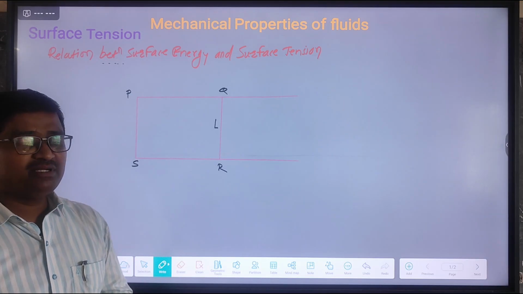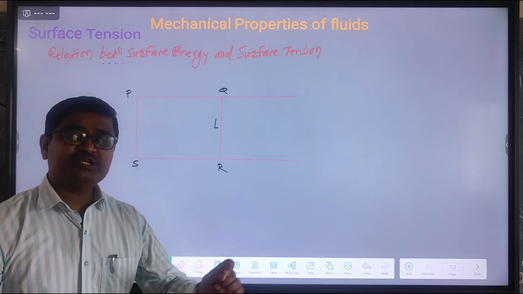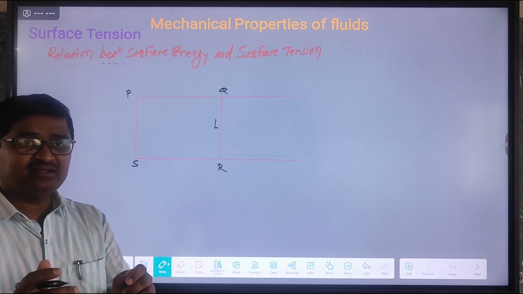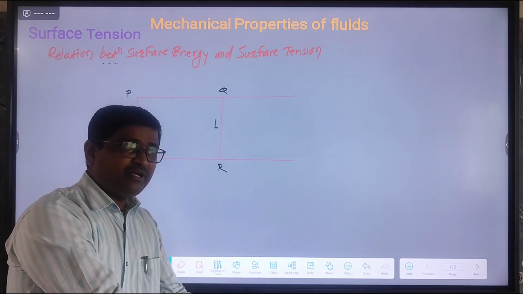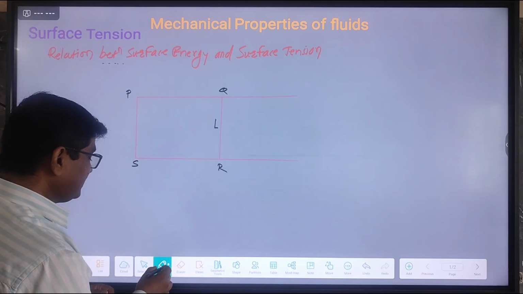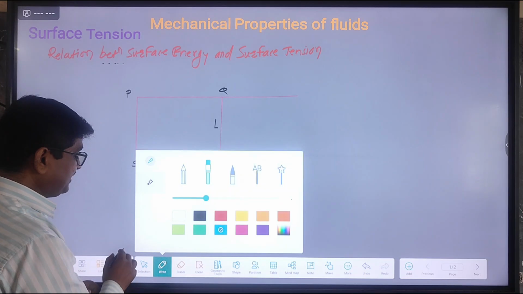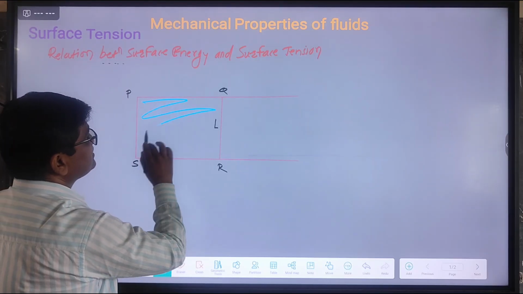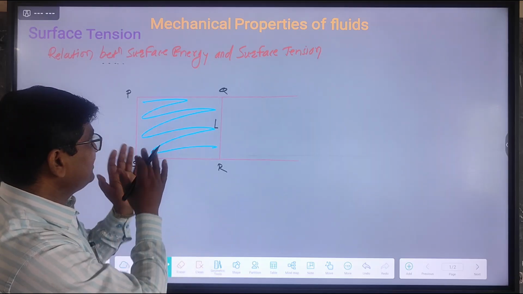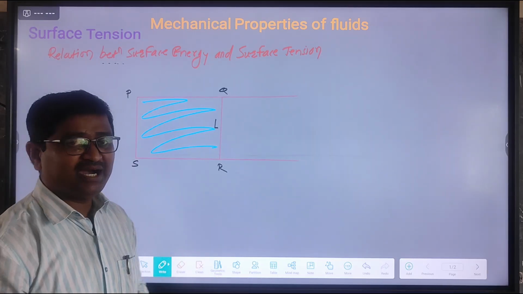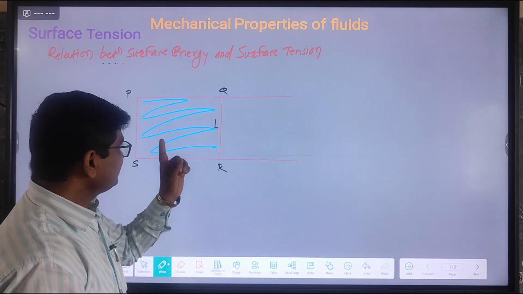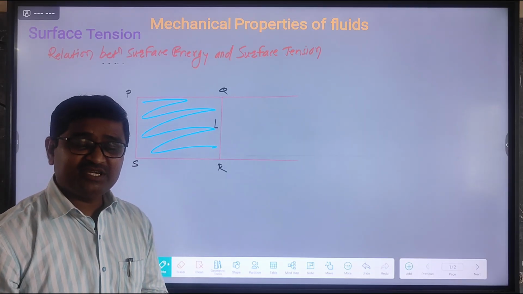Now after that, what happened? This rectangular frame is dipped in the soap solution and taken outside horizontally. So we know that when such a rectangular frame is dipped into the soap solution, we observe that a surface film is produced between the rectangular frame PQRS. You get it clear?